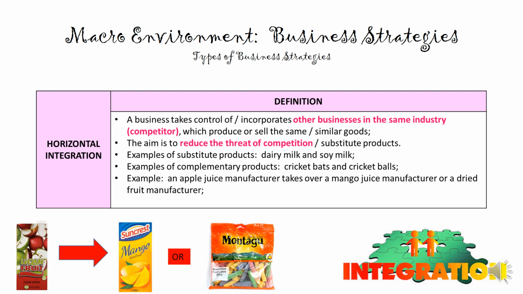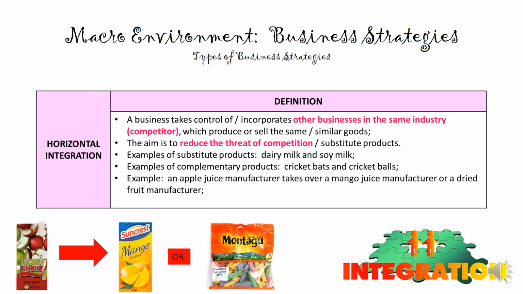All right, so an example of horizontal integration, then, if we stick to our example, if we are still the apple juice manufacturer, our competitor would basically be the mango juice manufacturer, and then we can take over, we merge or we take over the mango juice manufacturer.